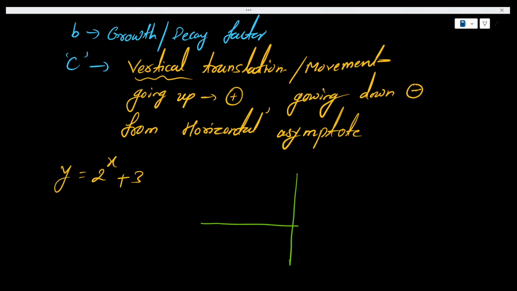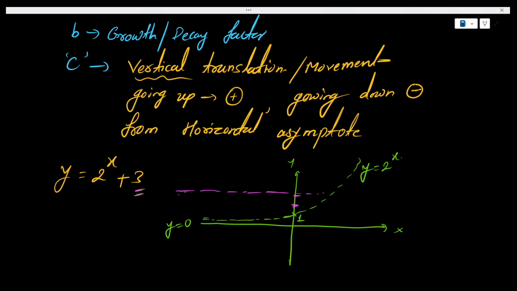You know that this is the x-axis, this is the y-axis, and for 2 to the power x, if I write y equals 2 to the power x, then y equals 0 is the horizontal asymptote. Now, plus 3 means there will be a movement 3 units above. Because for 2 to the power x the y-intercept is 1. So this is 2, this is 3. First you draw the horizontal asymptote, because your asymptote will change now. The whole graph is going to move up by 3 units, every point.